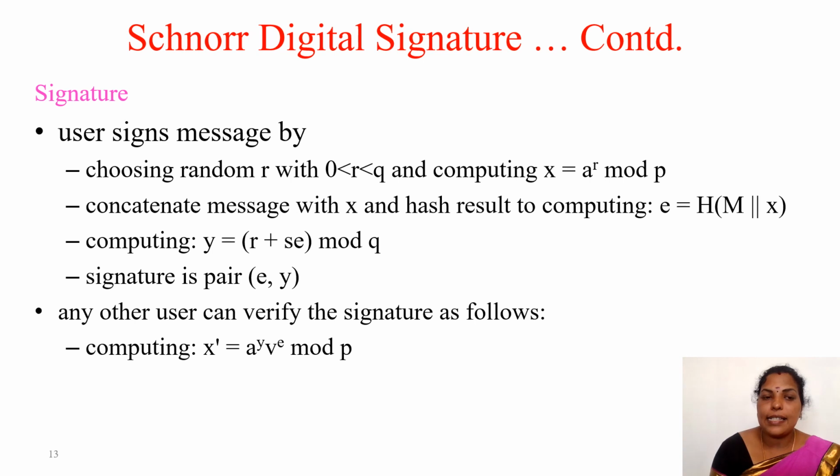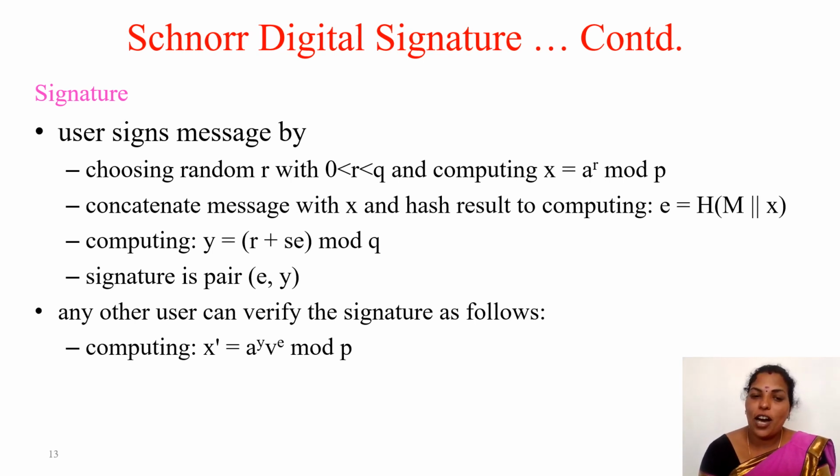Then the signature is generated. The user signs a message by choosing a random number R, that is R lies between 0 and Q, and computing the value of X equal to A power R mod P. Then concatenate the message with X and hash the result to compute E equal to H of M concatenated with X. That is the hash value, the E value. Then they compute Y equal to R plus SA times E mod Q, and the signature pair is generated.